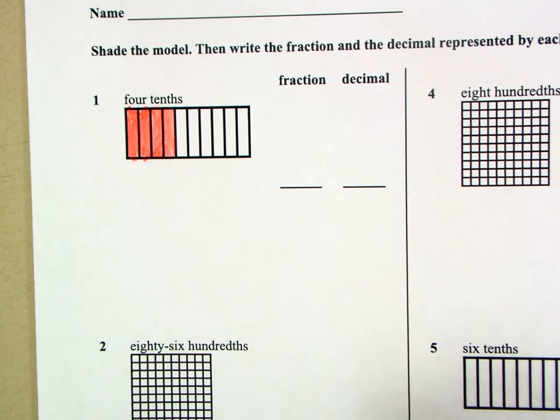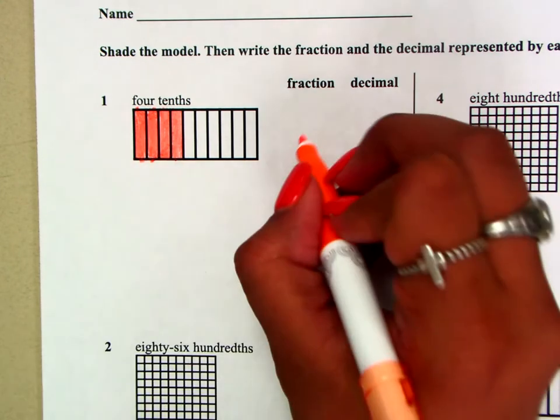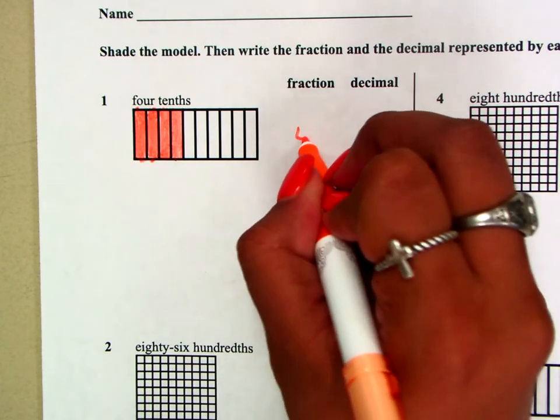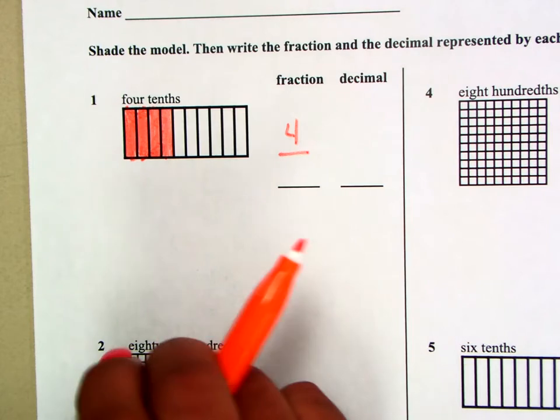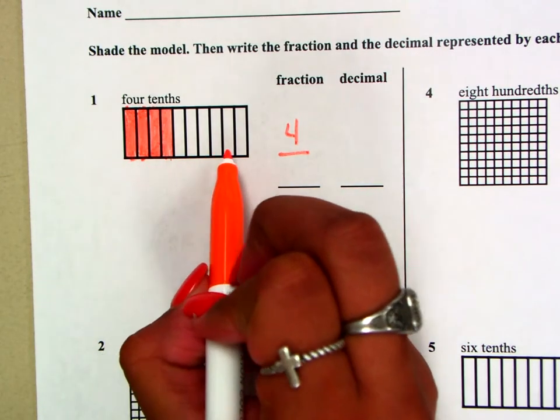So now let's write this as a fraction. Let's start off with our numerator. Remember, our numerators are parts selected or parts shaded. How many are shaded? 1, 2, 3, 4. So I'm going to have 4. How many total parts are there? Well, there's 1, 2, 3, 4, 5, 6, 7, 8, 9, 10.